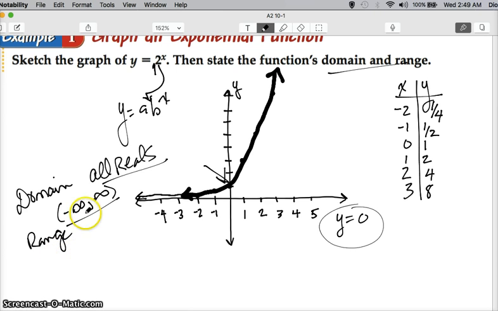So our range, if we continue with this interval notation, is going to be from 0. This parenthesis means I'm not including 0, all the way out to infinity. So that's going to be our range. Any y such that y is within this interval.